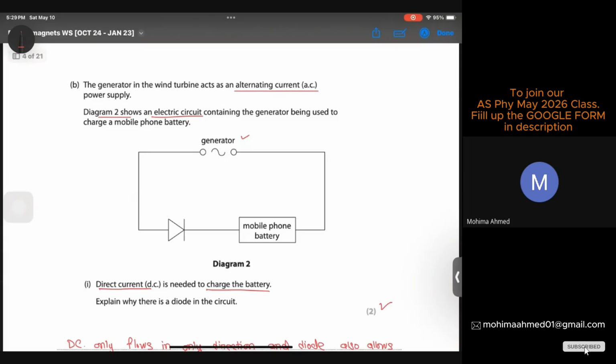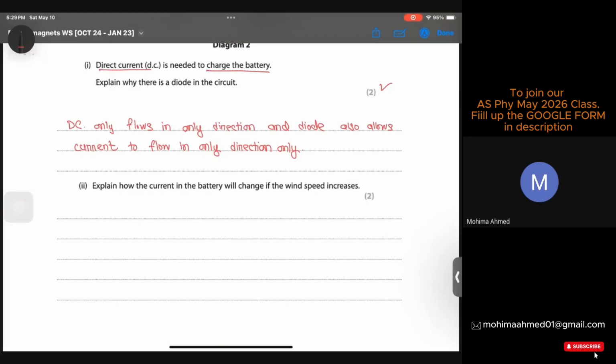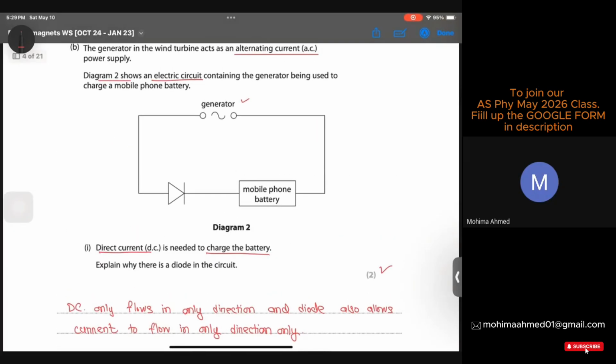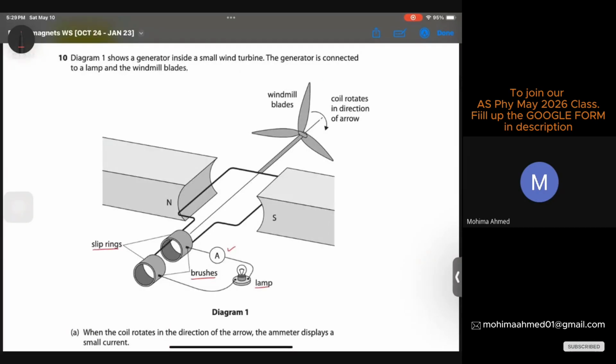The generator in the wind turbine acts as an alternating current source. Diagram 2 shows... so this one is not related to diagram 2 then. It says explain how the current in the battery will change if the wind speed increases. Diagram 2 shows the electric circuit containing a generator being used to charge a mobile battery. Yeah, that's not related to this diagram then. The wind speed increases, then what?